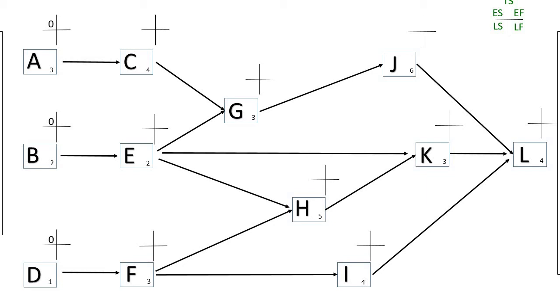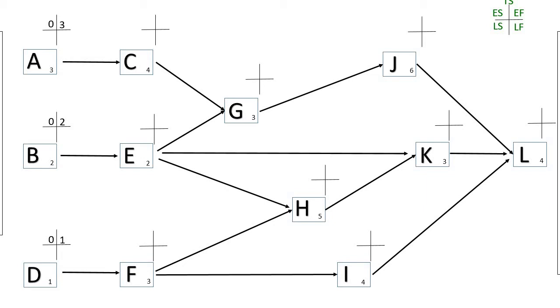But the earliest that they could finish: activity A would take 3 days, so the earliest that activity A could finish would be on day 3. Activity B, its duration is 2 days, so the earliest finish for B would be on day 2. Activity D takes 1 day, so the earliest that activity D could finish is on day 1. Activity C now, so activity C could only start when activity A is finished.